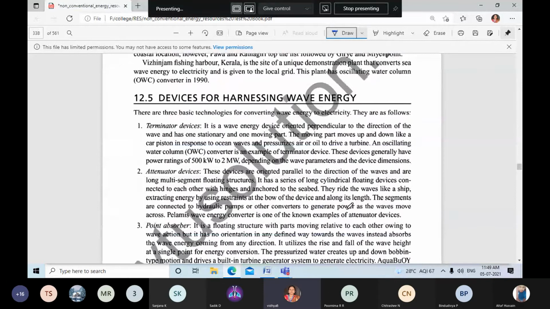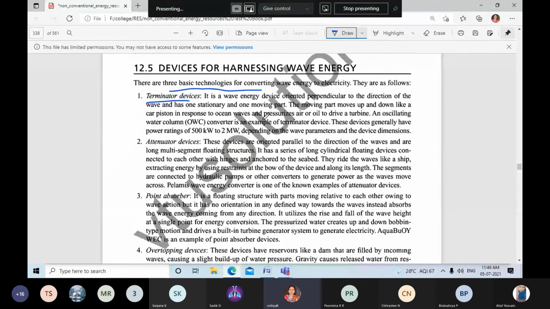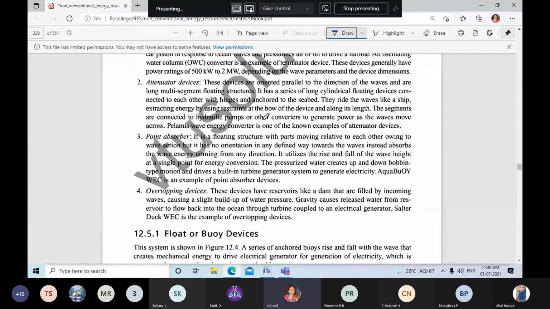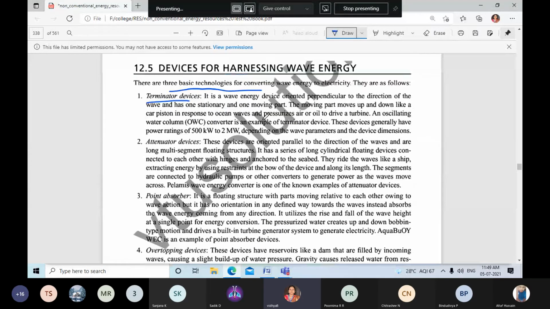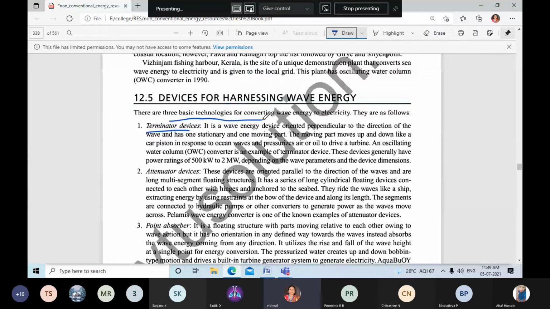Next are devices for harnessing wave energy. First is the terminator device. There are three basic technologies for converting wave energy to electricity: one is the terminator device, then the attenuator device, and the point absorber and overtopping devices. These are devices for harnessing wave energy.